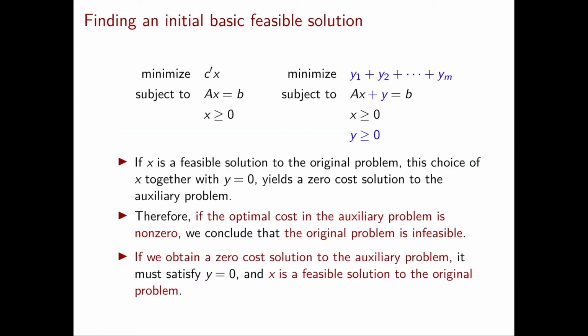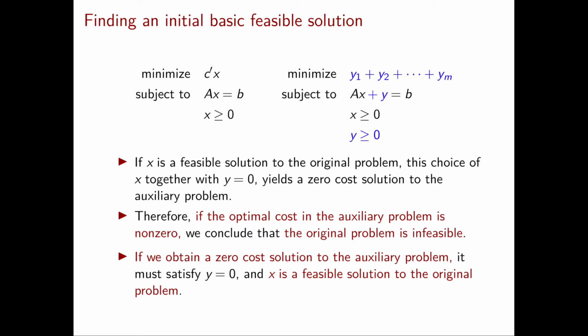In this slide, I have written again my original problem on the left and the auxiliary problem on the right. Remember that our task is to find a basic feasible solution to the original problem, and what I just told you is that we're able to find easily a basic feasible solution to the auxiliary problem. Now let's discuss the connection between these two problems. The key observation here is that if the original problem has a feasible solution, let's call it x, then the same x together with y equal to 0 gives us a vector that not only is feasible to the auxiliary problem, but it also has 0 cost.